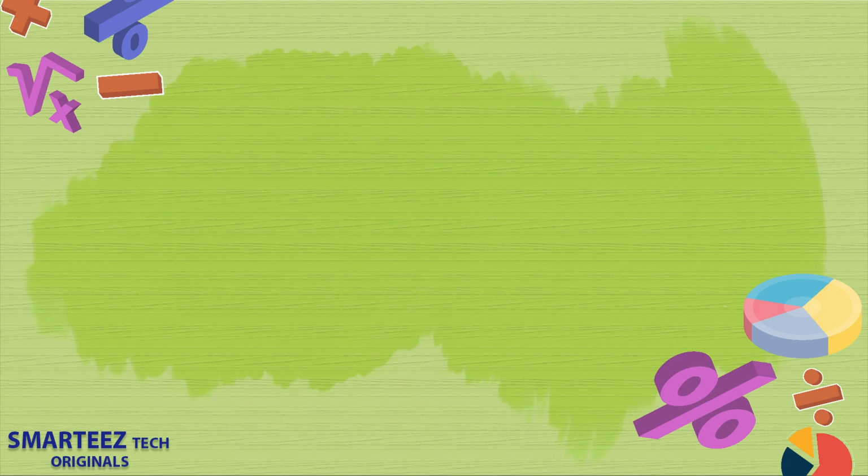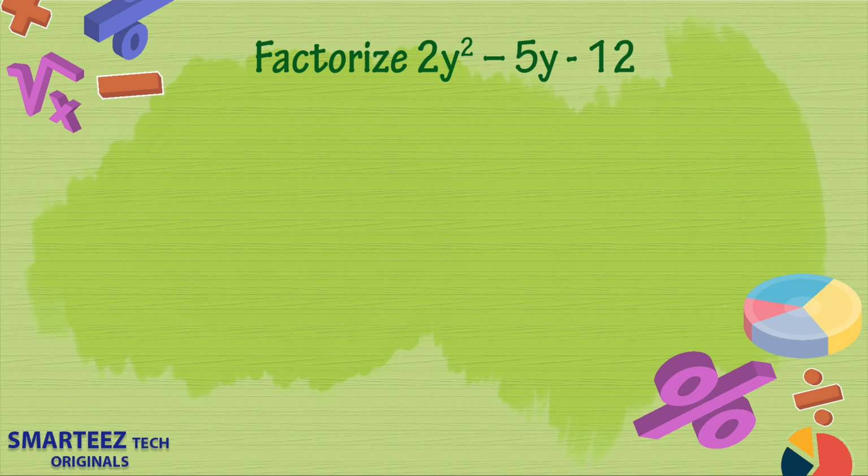Let's do another example. Factorize 2y² - 5y - 12. Solution. We wrote down the steps in the previous examples to help you remember the process. Here, we'll skip writing down the description and factorize directly. 2y² - 5y - 12.